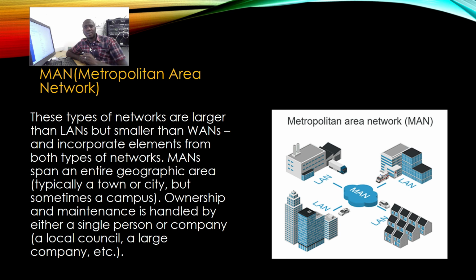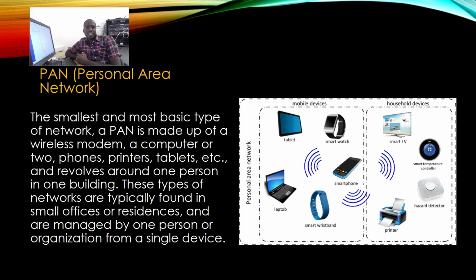Right, and then the last one we're going to look at today is the personal area network. By personal area network, this one is the smallest and the most basic type of network. A PAN is made up of a wireless modem, computers, phones, printers, tablets, etc. It revolves around one person in one building. These types of networks are typically found in small offices or residences, and are managed by one person or organization from a single device.